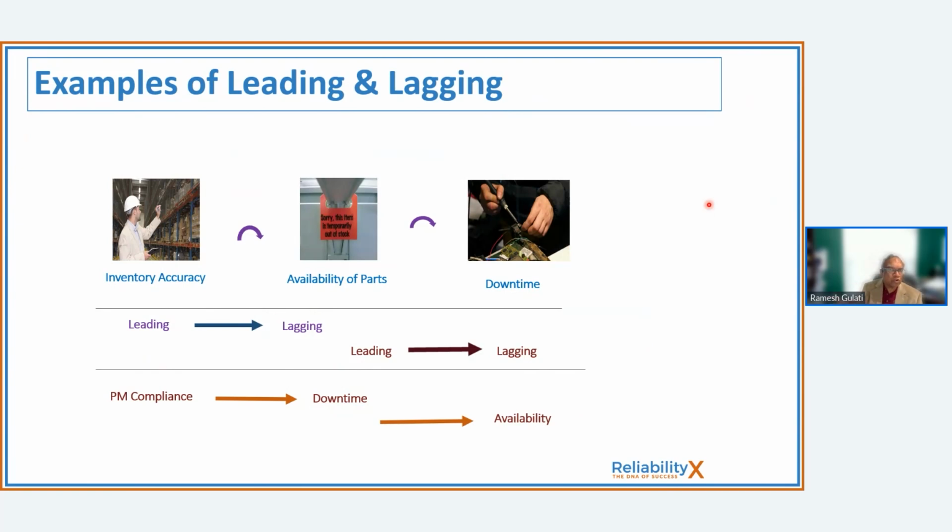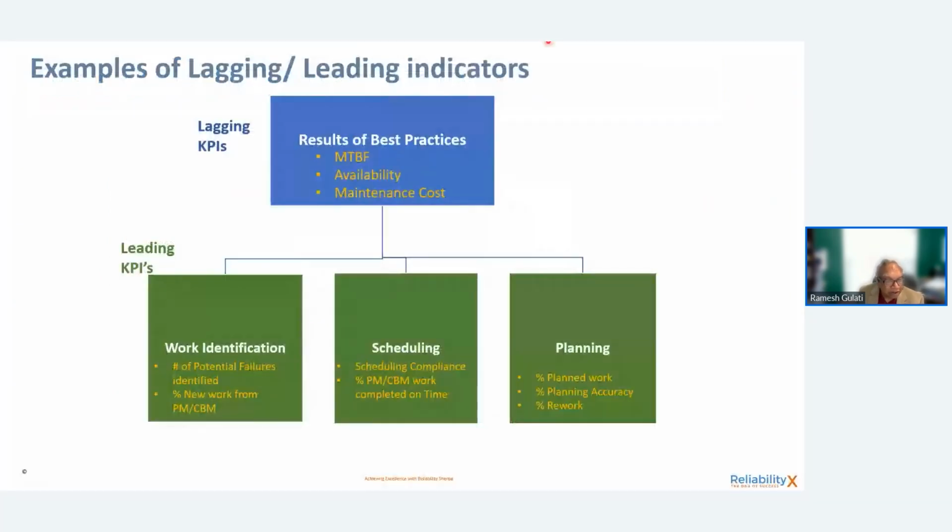So it depends where you are in the process, leading or lagging, but as I said earlier, we can go back to this slide. These are leading indicators, process indicators, and lagging are the results. Those are there.